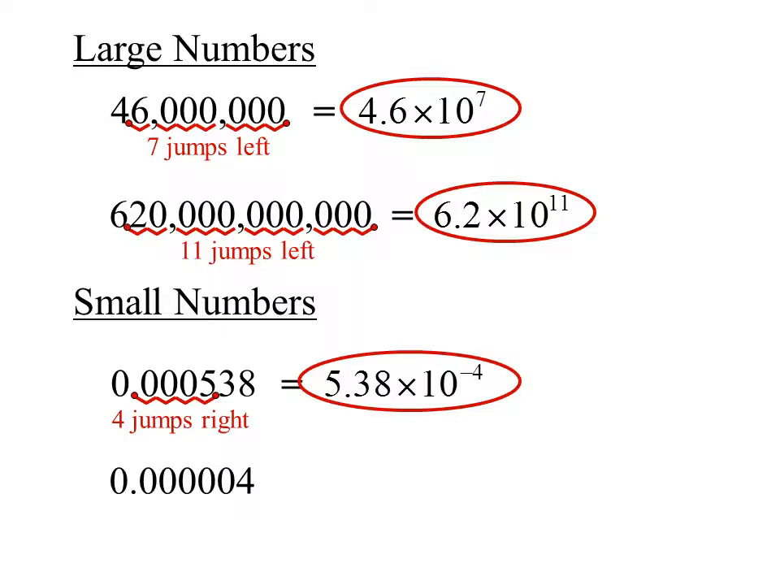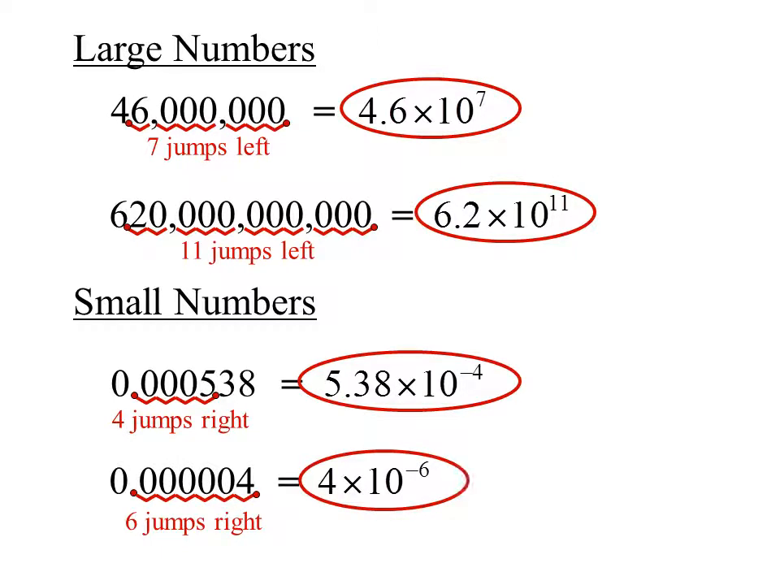The last one is very easy now. I'm going to move to the left all the way. The decimal point is going to be in front of 0. Good job. Now I'm going to write it. The zeros have no values. 4 times 10 to the negative 6, I jumped 6. Did you understand that? All right.